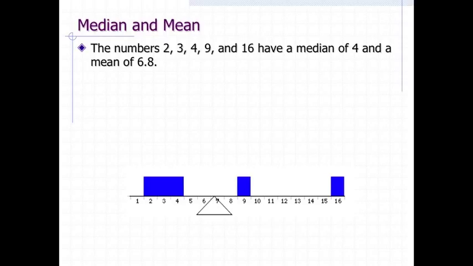To see this in action, let's apply these principles to a set of 5 numbers, 2, 3, 4, 9, and 16, with their median of 4 and their mean of 6.8. You can see the distribution indeed balances at the mean of 6.8 and not at the median of 4.